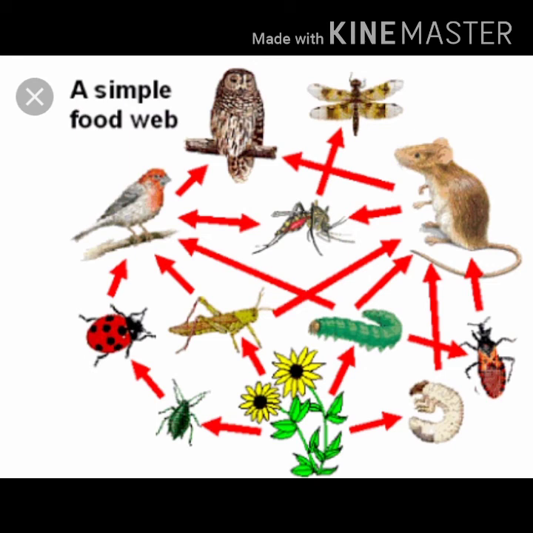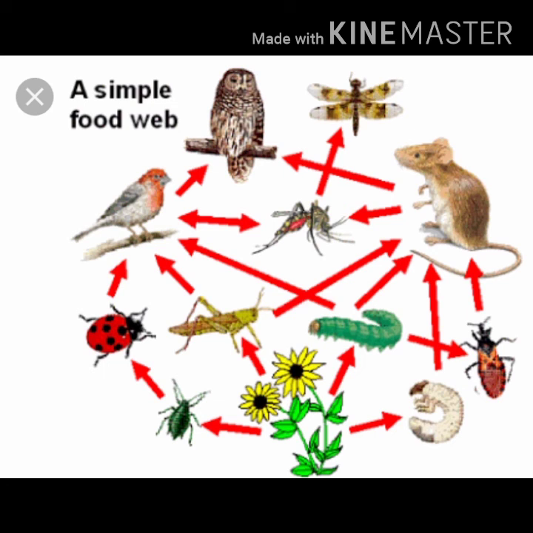So we can say that practically food chains never operate in isolation. Each organism feeds on different types of food. At the same time, it may be eaten by more than one predator or higher organism. So different food chains get interconnected with each other and form a complicated interconnected pattern. This pattern is called a food web.